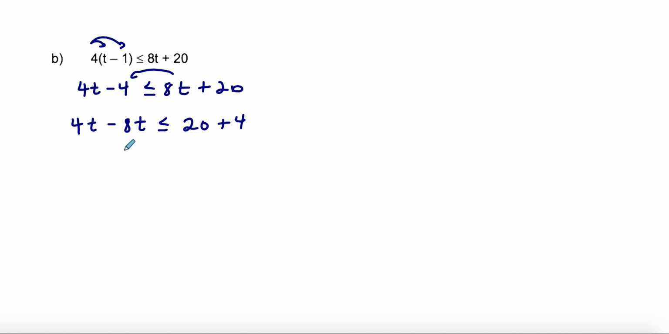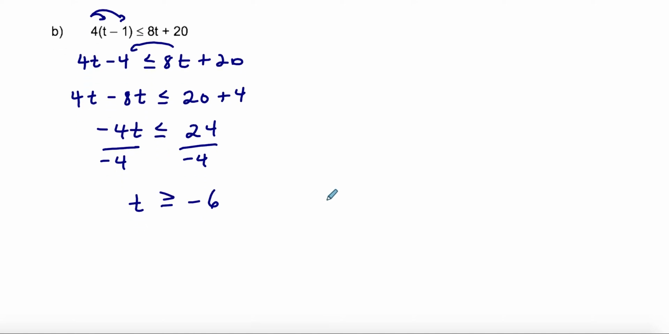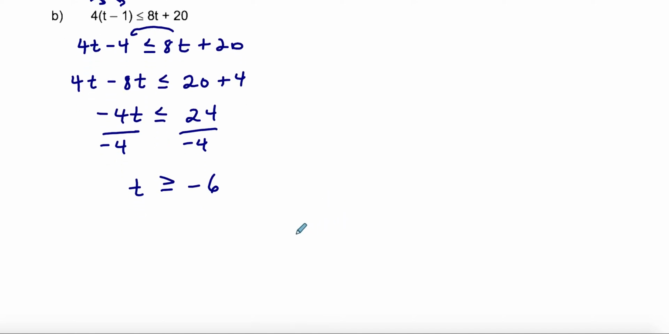Add 4 to both sides. Negative 4 on the left becomes positive 4 on the right. So negative 4t is less than or equal to 24. Again, though, I'm dealing with a less than or equal to sign now, so I'm going to keep that same type of inequality, but I do have to divide both sides by negative 4 in order to isolate the t. And when I do that, I have to switch the direction of my inequality, and t is greater than or equal to negative 6. So what does that mean?